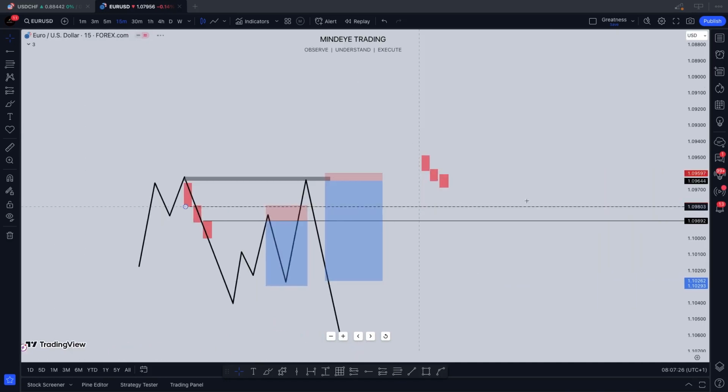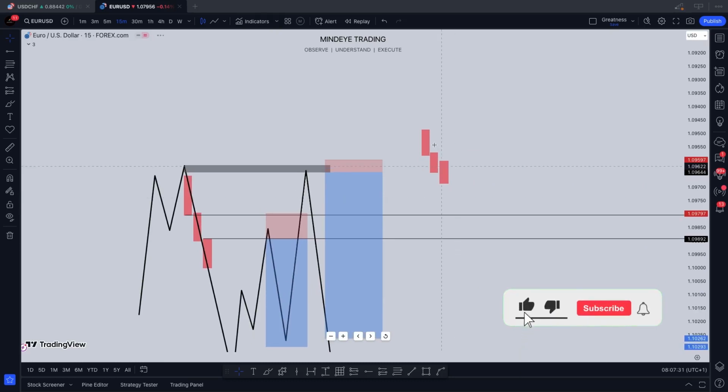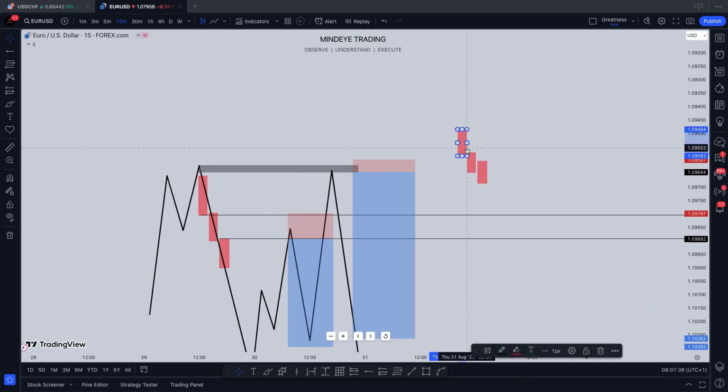Quickly look at this current price action, the candles I have here, you will notice something. Let me adjust this a bit to the right, to the left.